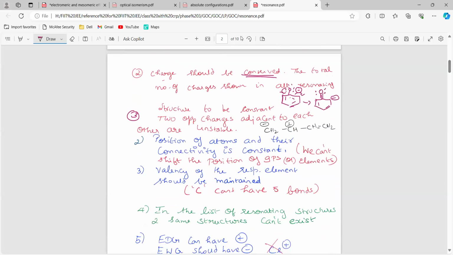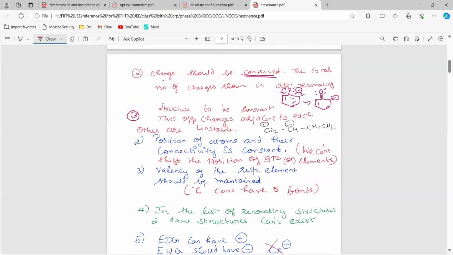Then, position of the atoms and their connectivity is constant. I repeat once again. Mesomeric or resonance effect is only about the shift of the pi electronic cloud. It is not about anything else. It is not about, ma'am, I moved hydrogen, I moved methyl group here and there. That is not allowed. Only your charge should be moving around.